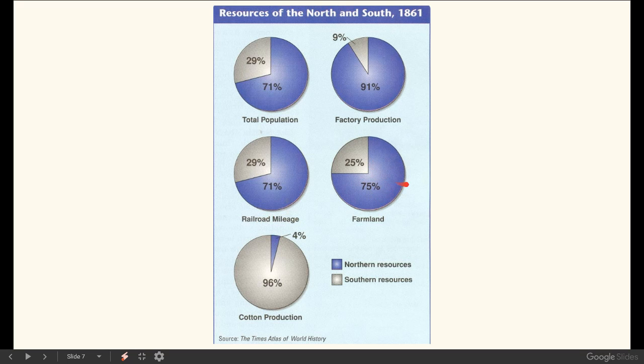So you can imagine food production, supply production, travel, and then just the available population is going to be a major advantage for the North, whereas the South is just in a really bad spot for everything except cotton production. But you can't fight a war with cotton, so that's not going to be real helpful to the South.